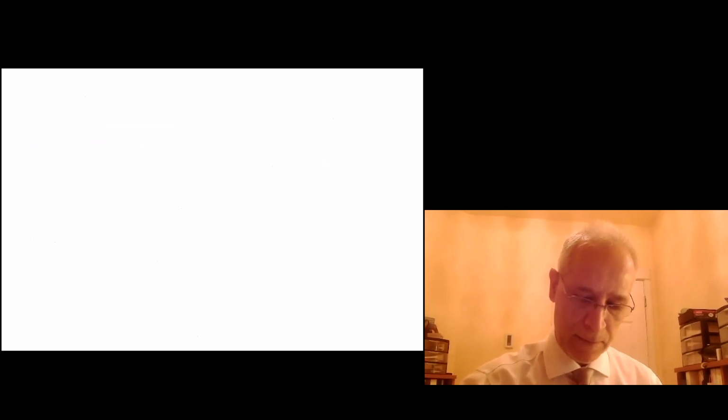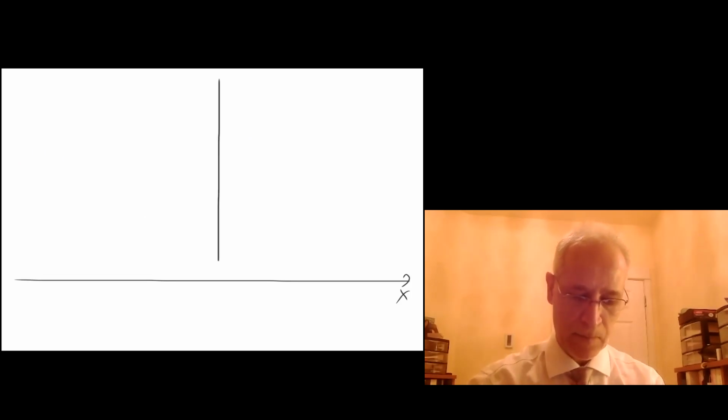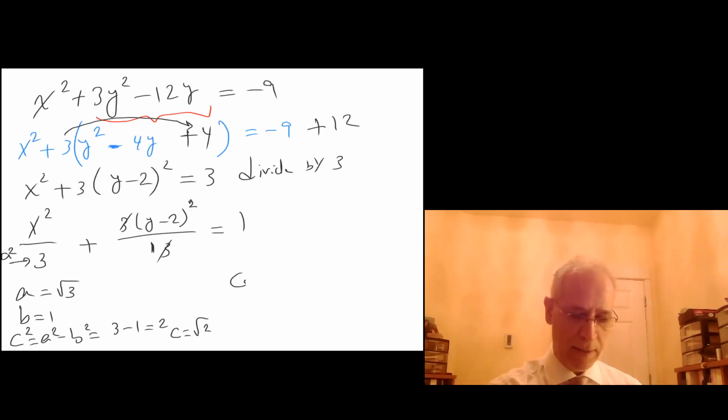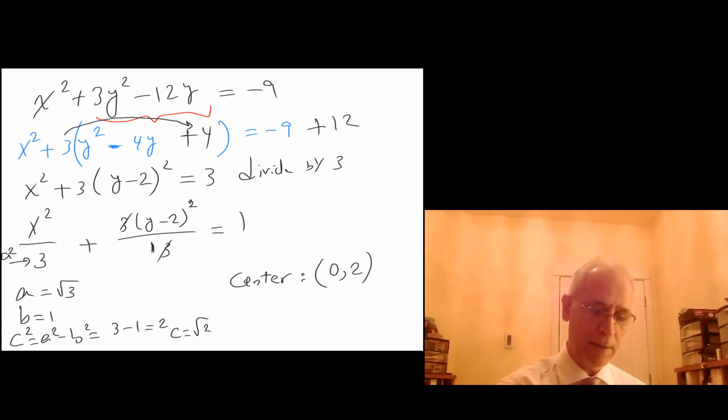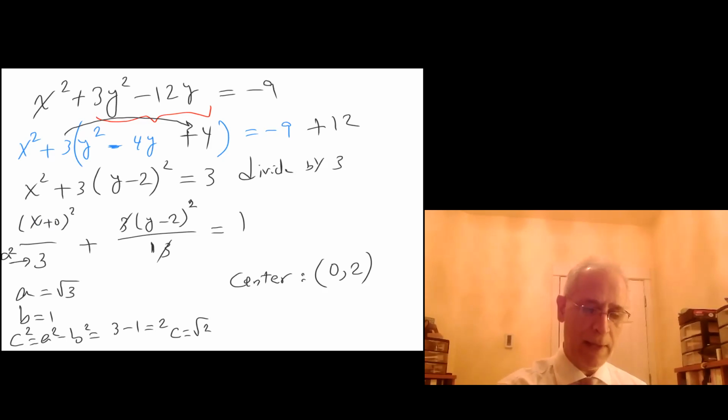So here's my x, and here's my y. Let me go to the previous page, and what was the center? Okay, the center for this is going to be 0, comma 2. You can think of this x squared as x plus 0 squared. Okay, and the opposite of this number, which is a 2, that is my center.